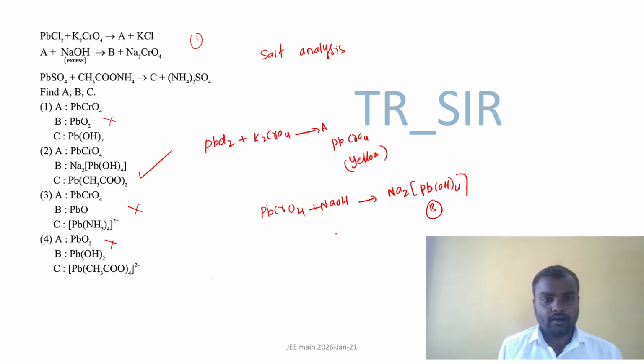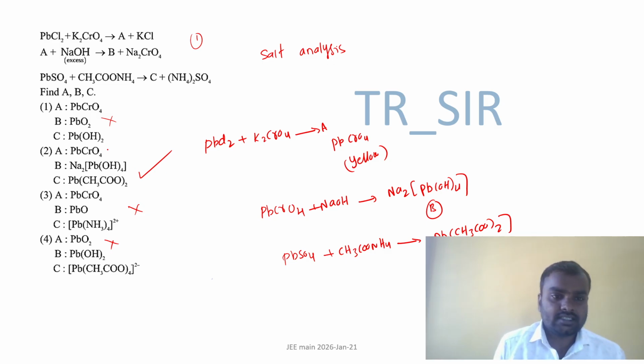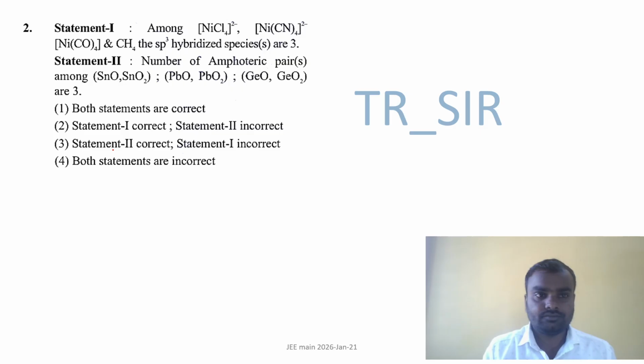Then you get option B as the right answer. Now, PbSO4 is treated with ammonium acetate, CH3COONH4. After treating, lead acetate will be forming, Pb(CH3COO)2. This will be the answer, so that will be the C for our case. So the correct option is B.